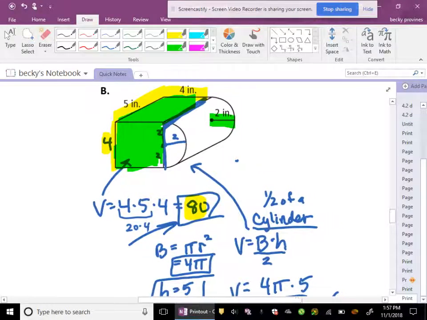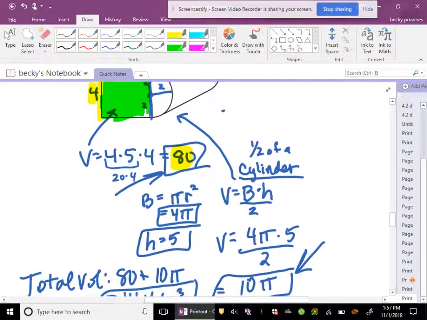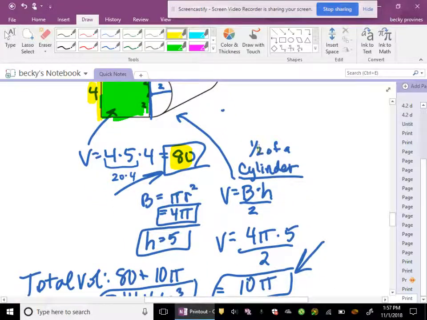How do you find the cylinder? All right, cylinder is just base times height, but this is half of a cylinder, right? I mean, we only have the right side of the cylinder, so we're going to take the formula base times height and divide it by 2. So notice I have it labeled. We're going to do half of a cylinder.